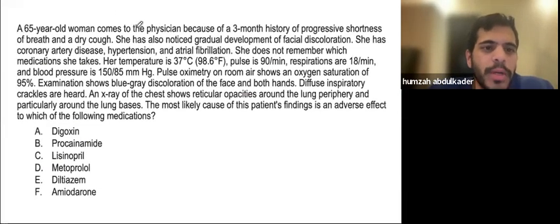A 65-year-old woman comes to the physician because of a 3-month history of progressive shortness of breath and dry cough. She has also noticed gradual development of facial discoloration. She has CAD, hypertension, and AFib. She does not remember which medication she takes.